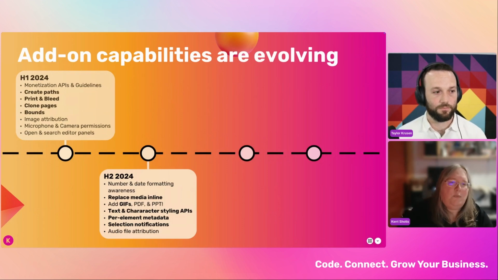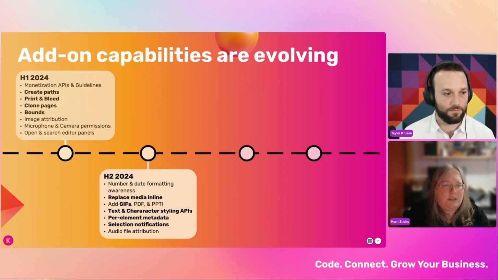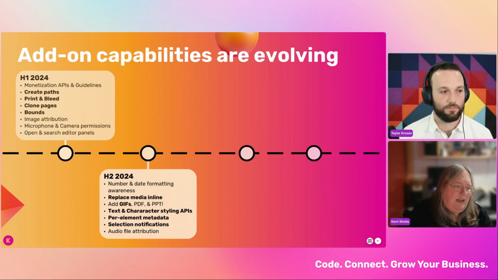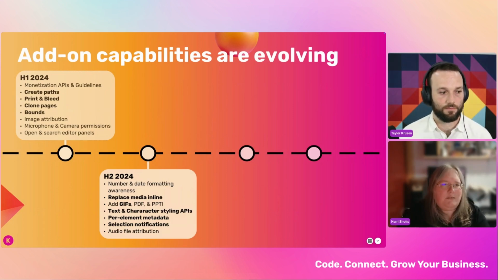And so late last year, we added the ability to also understand the user's region to better format numbers. A big one was being able to replace media inline, so you don't have to figure out how to delete an image and add it back while maintaining the crop. You can just replace an image right then and there, and it retains its positioning. The ability to add GIFs. I know that was a long time coming, but Express added it, and we were able to add that to the SDK. And now you can have all of these wonderful animations added to your document, along with the ability to import PDF files and PowerPoint files into new documents.